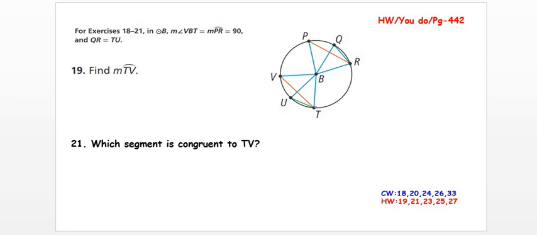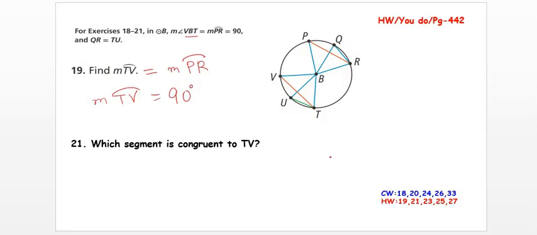This arc TV will be the same as arc PR, right? So we can say that arc TV is equal to the measurement of arc PR. Why are they equal? Because as we know from here, angle VBT is 90 and also this arc is 90. That means this central angle is 90, this central angle is 90. So the arcs subtended by the central angles will also be equal, and each one of them will be 90 degrees, right? So if PR is 90 degrees, this one will also be 90 degrees.